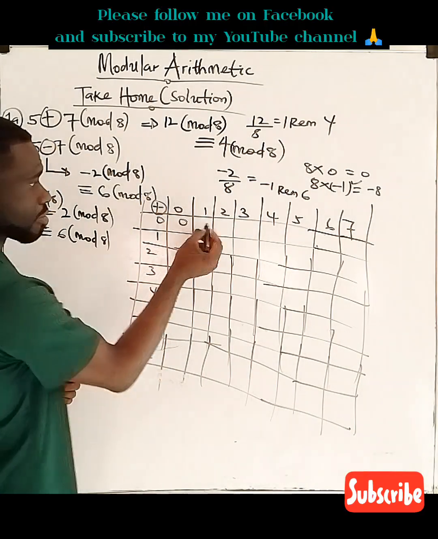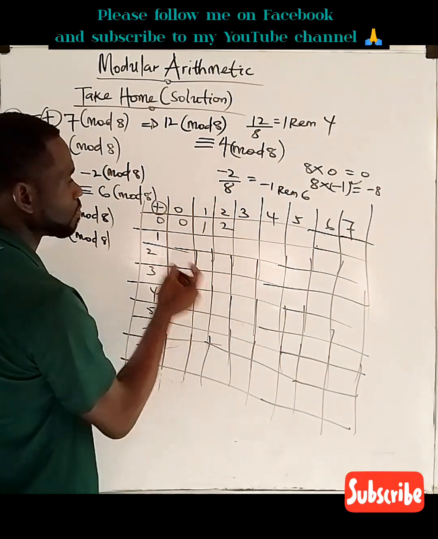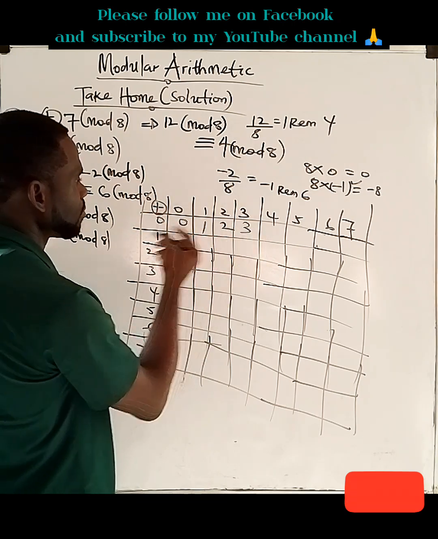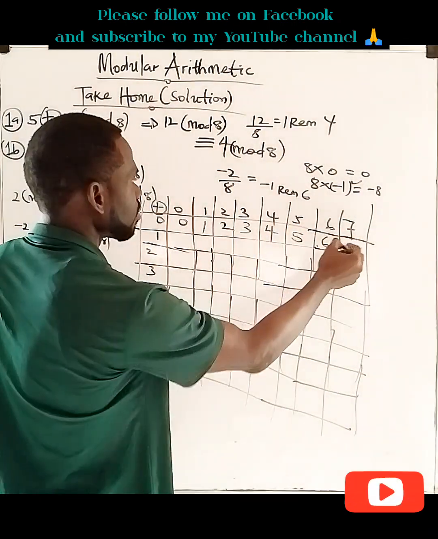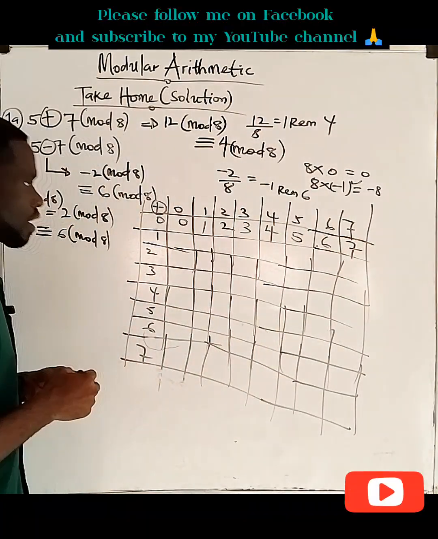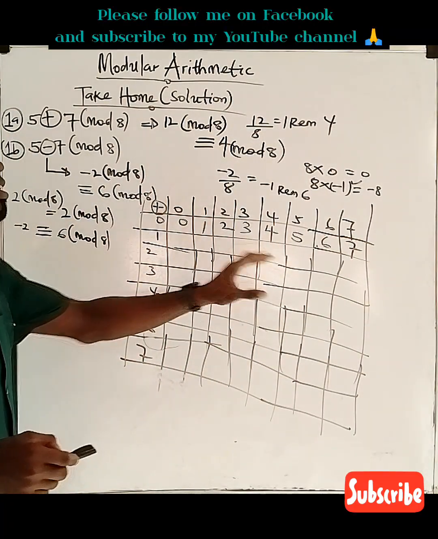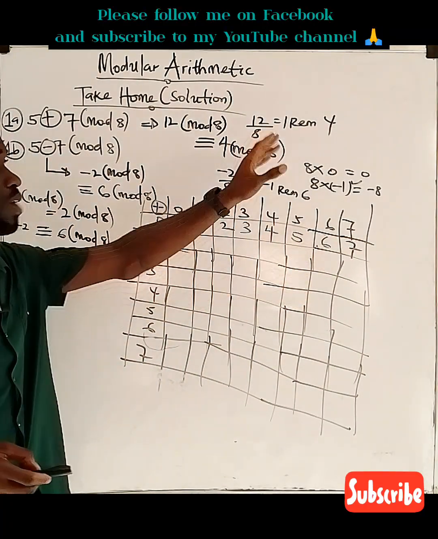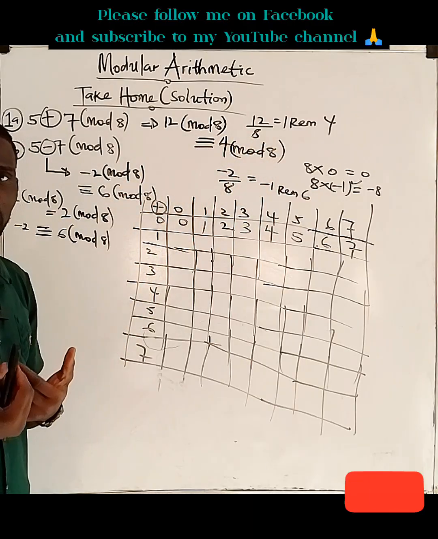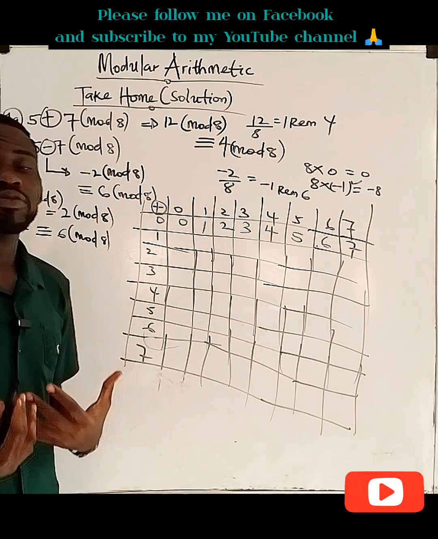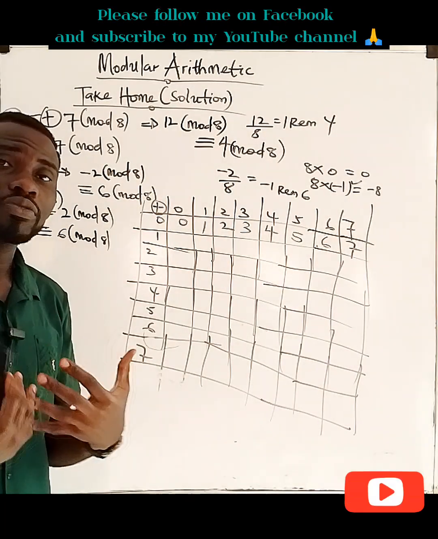0 plus 0 is 0, 0 plus 1 is 1, 0 plus 2 is 2, 0 plus 3 is 3, 0 plus 4 is 4, 0 plus 5 is 5, 0 plus 6 is 6, 0 plus 7 is 7. So don't forget, we're talking about modulo 8. All the set of results, none of them is up to the modulo 8. Whichever one is up to modulo 8, you're going to reduce it to something smaller than modulo 8. Since you're talking about modulo 8, we should not be having results up to modulo 8.